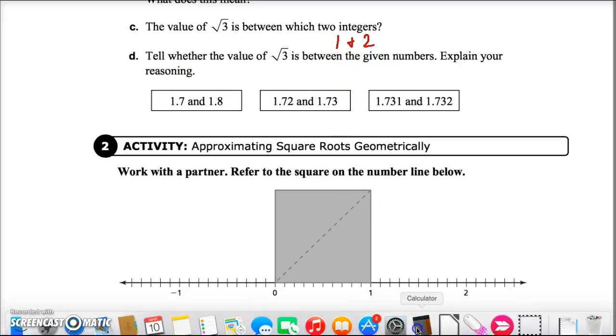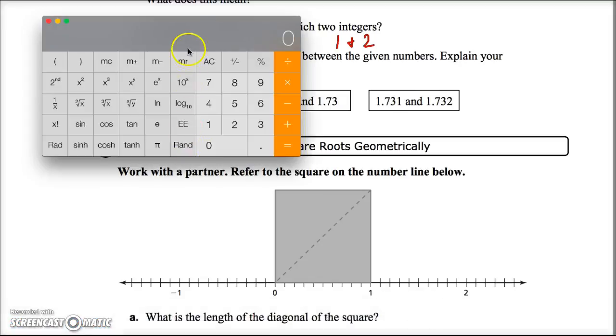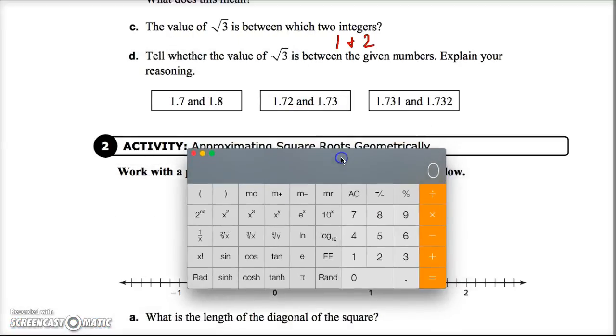So again, I'm going to pull this calculator up. Move it down here out of the way. Square root of 3. Is it between 1.7 and 1.8? That would be yes. So just write a little yes underneath here. Is it between 1.72 and 1.73? So it is bigger than 1.72, but it's not smaller than 1.73. Notice it keeps going, so no.